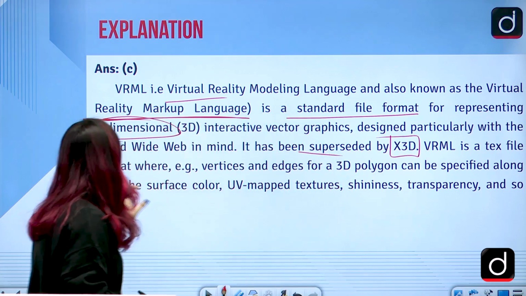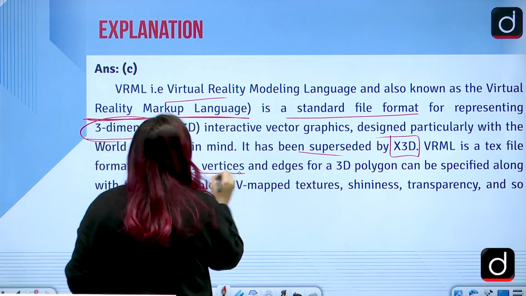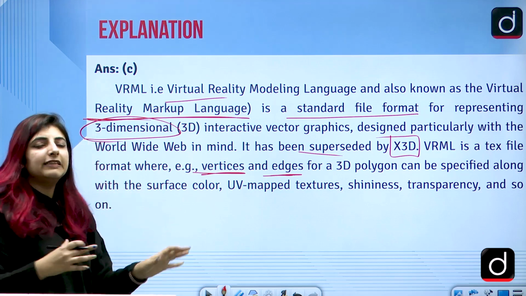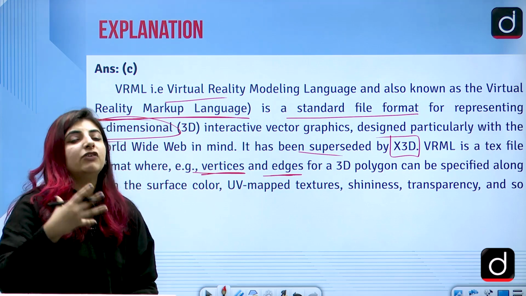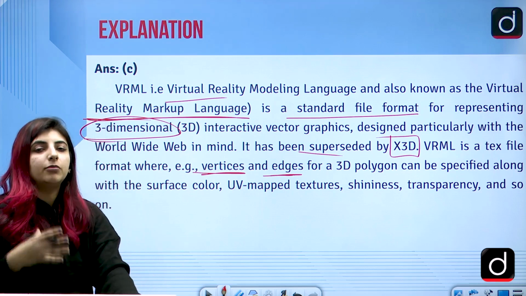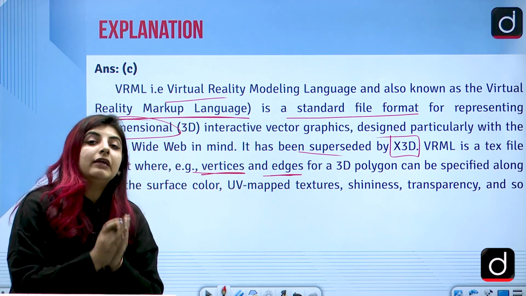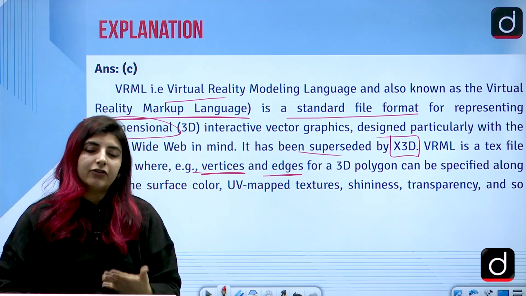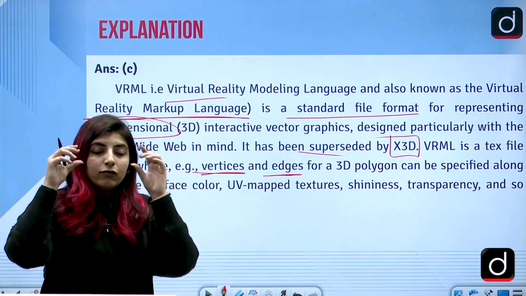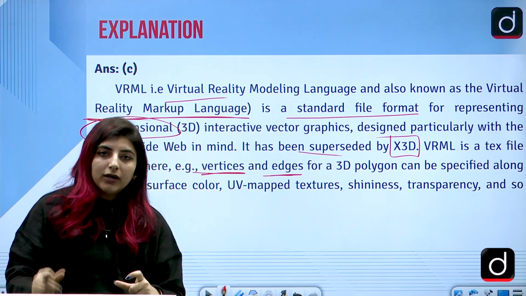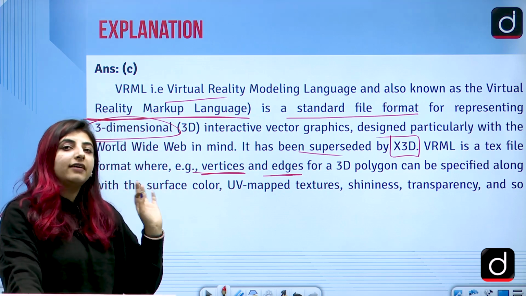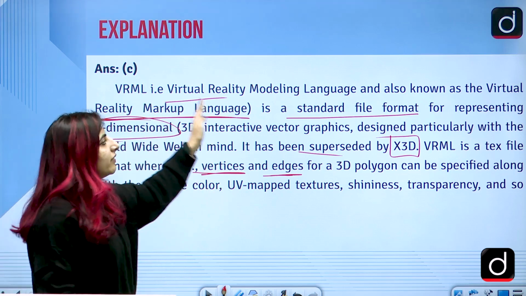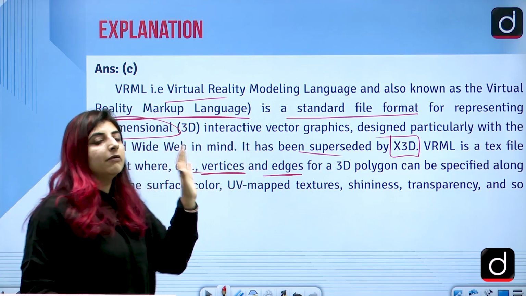VRML is a text file format where, for example, vertices and edges for a 3D polygon can be specified along with the surface color. So basically it is something related to 3D. And if we talk about virtual reality, we cannot miss out on 3D things. We go and watch 3D movies, for instance Avatar, Marvel movies, etc. We can watch them using the 3D glasses which are provided to us. But the graphics are created using this very language, which is known as virtual reality modeling language or virtual reality markup language.